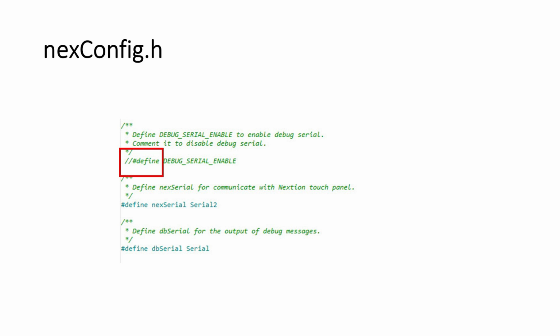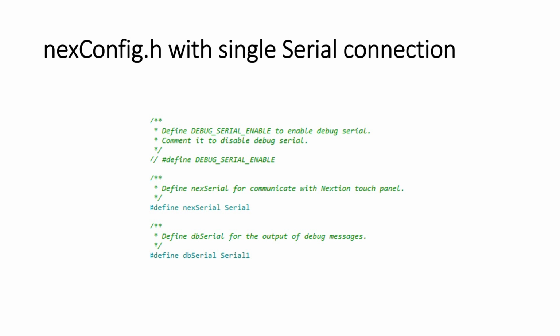I show you this concept with an Arduino UNO. The nexConfig.h looks like this. We comment the define debug serial enable and set the define next serial to serial. The DB serial does not matter because debug serial enable is not defined. To make sure we create no problems later, we define it to a serial which does not exist on this board. For Arduino UNO, this is serial 1 or serial 2.